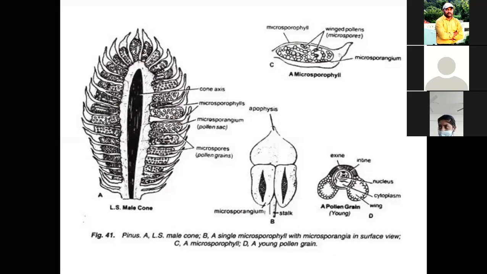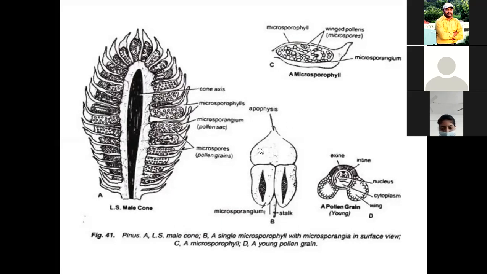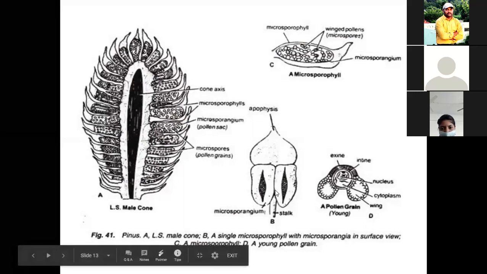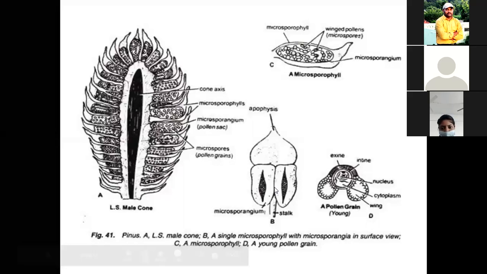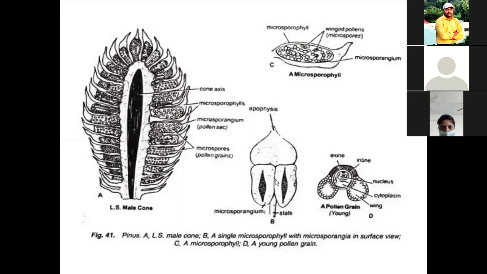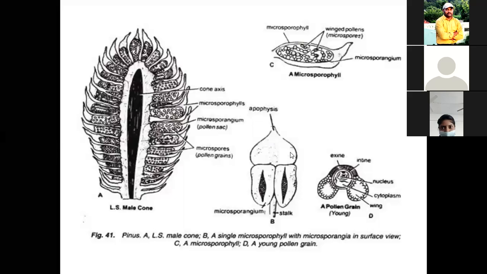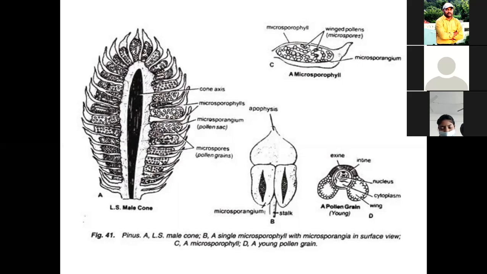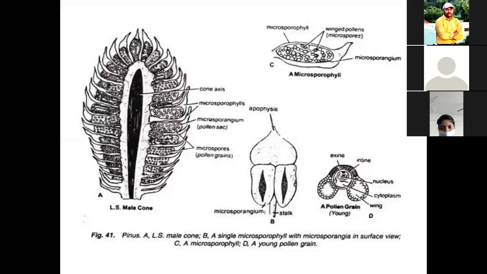If we observe each microsporophyll leaf, on the dorsal side two microsporangium chambers are present. Remember children, two microsporangium chambers are present on each microsporophyll. On the terminal part of each microsporophyll, the sterile part is present, called apophysis. It looks like a needle-like structure, see it in the diagram. But on the fertile part, on the dorsal side of the microsporophyll, are two microsporangium chambers.